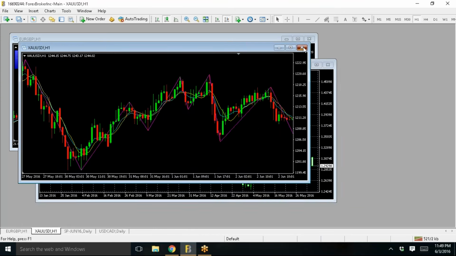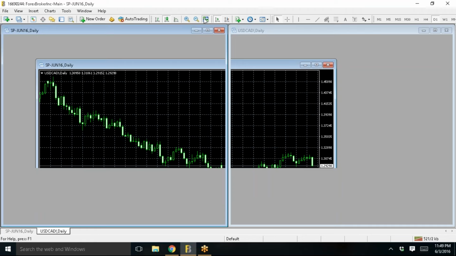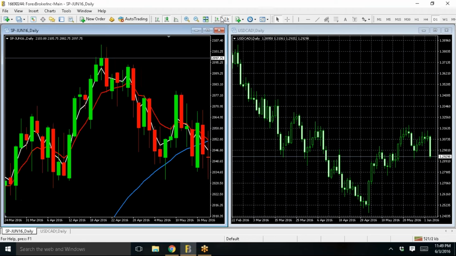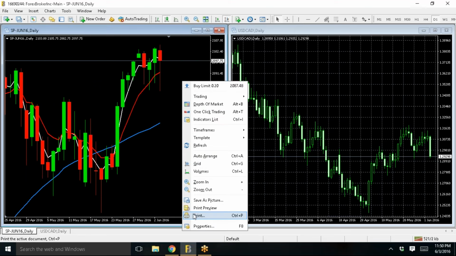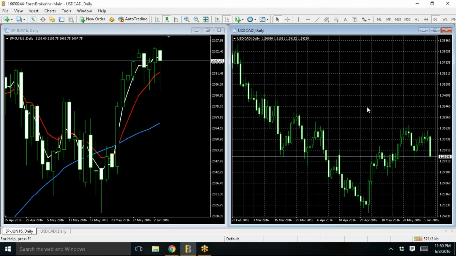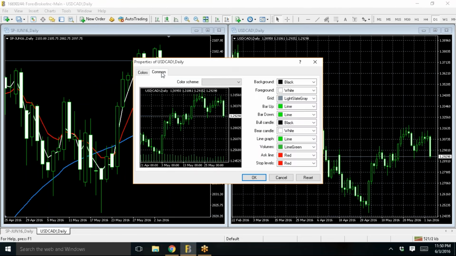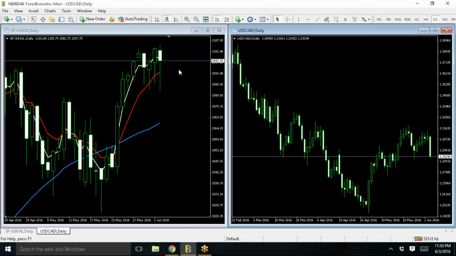Close this. Close this. We'll have two open. Go ahead and have them side by side. And we'll make this one look exactly the same. Boom. Properties. Any questions? No? Right on.